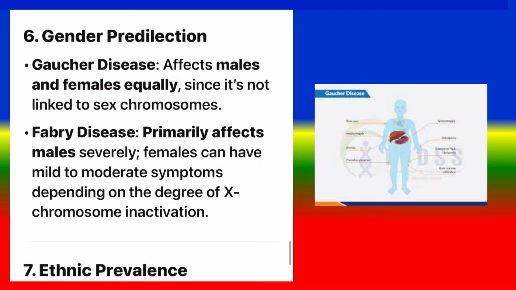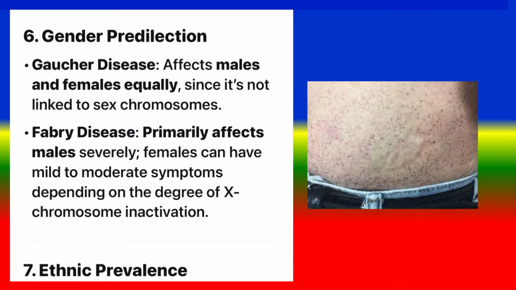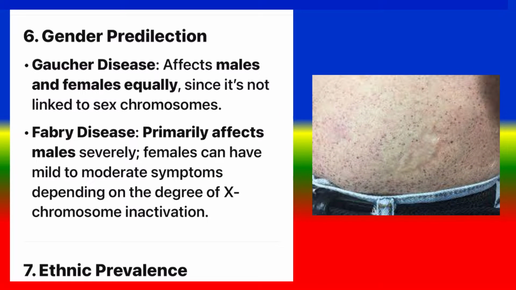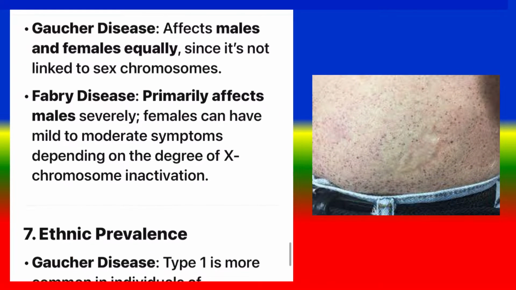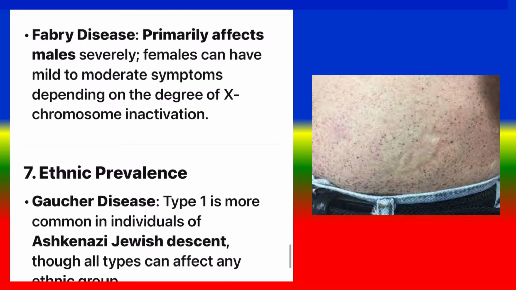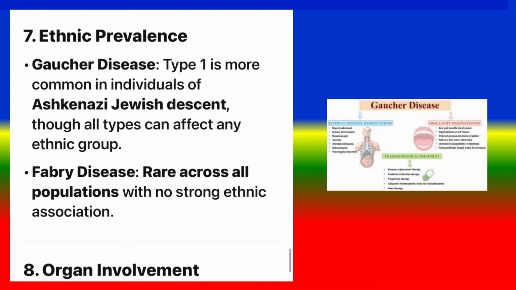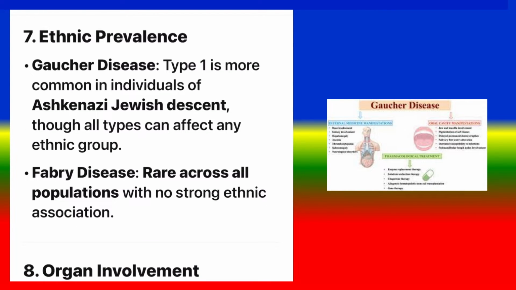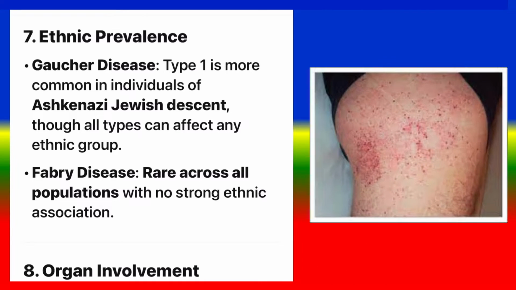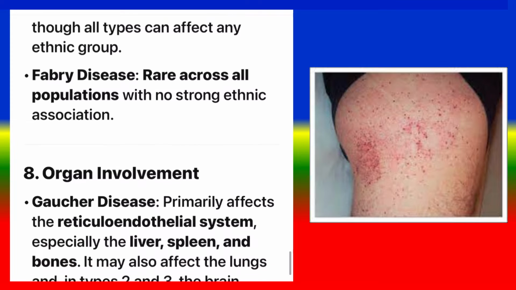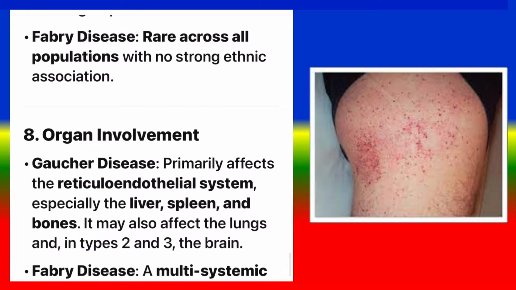6. Gender predilection. Gaucher disease affects males and females equally since it's not linked to sex chromosomes. Fabry disease primarily affects males severely. Females can have mild to moderate symptoms depending on the degree of X chromosome inactivation. 7. Ethnic prevalence. Gaucher disease type 1 is common in individuals of Ashkenazi Jewish descent, though all types can affect any ethnic group. Fabry disease is rare across all populations with no strong ethnic association.